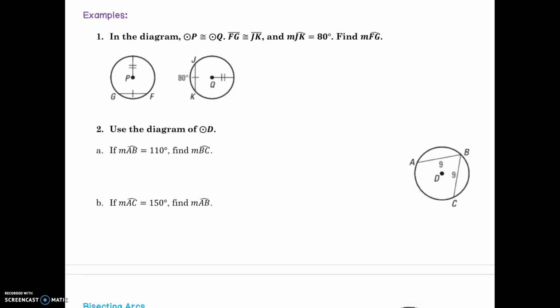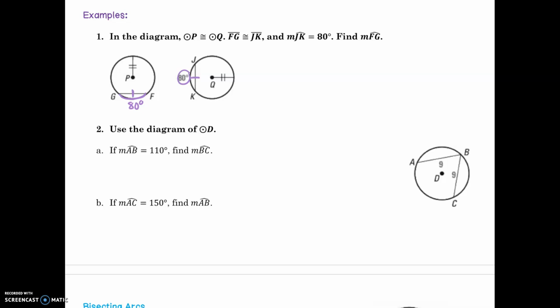For the first example, circle P and circle Q are congruent. FG is congruent to JK, and the measure of arc JK is 80 degrees. So because the chords are congruent, we can say the arcs are also congruent. So the measure of arc FG is also 80 degrees.